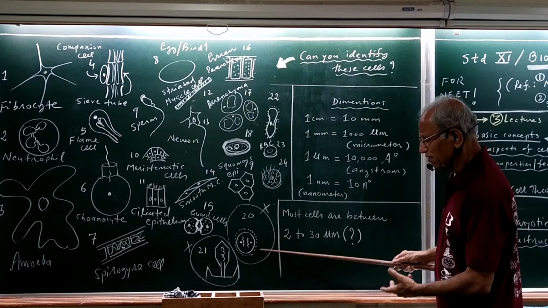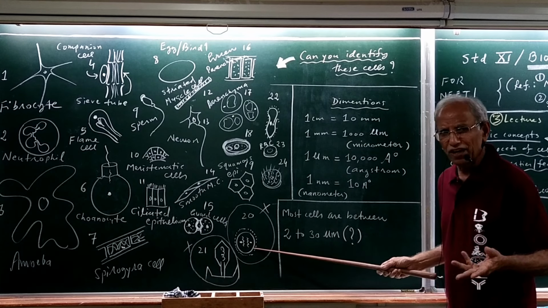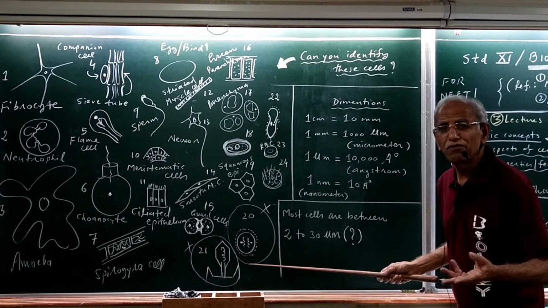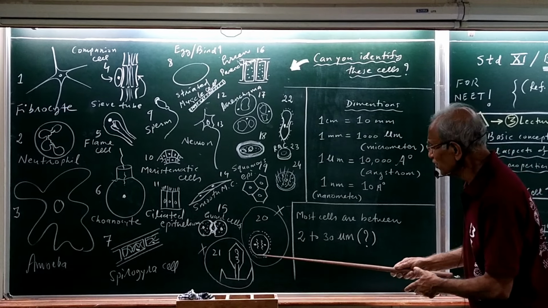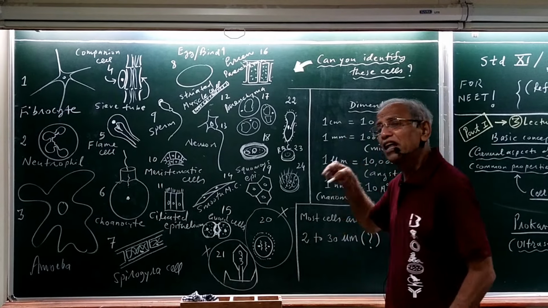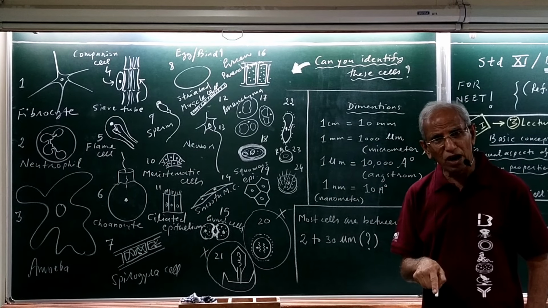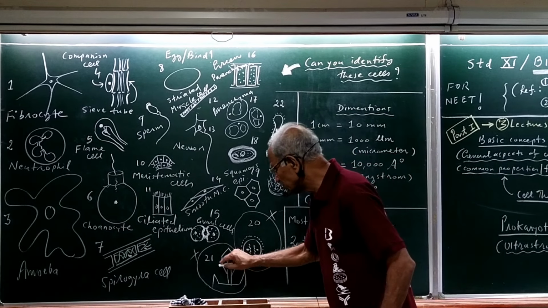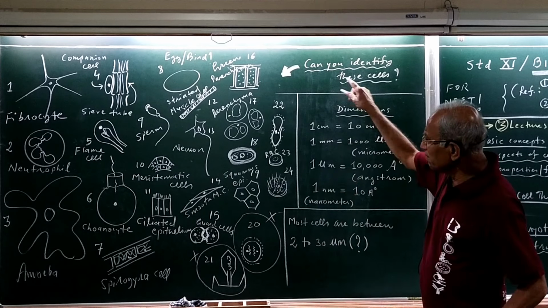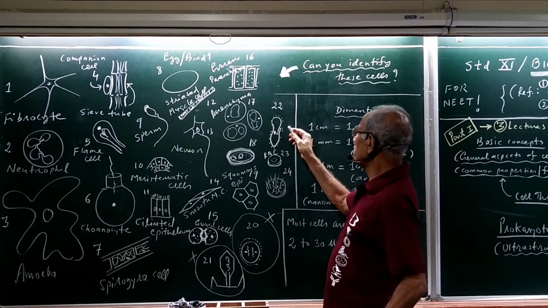And this is an animal virus. HIV, for example, human immunodeficiency virus, will look something like this. So 20 and 21 are living things. Viruses are living, no doubt, but they are not cells. All the remaining are cells. This is paramecium, 22.